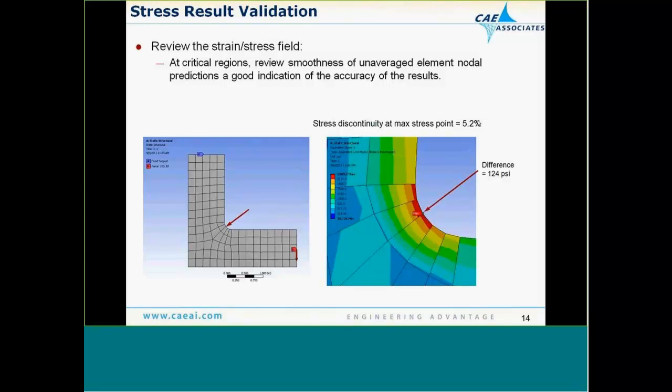If my stress was off by 5.2%, what does that mean for my results? What does that mean for my life calculations? What does that mean for any failure criteria I have, any stress limits that I have? Is a difference of 5.2% significant?